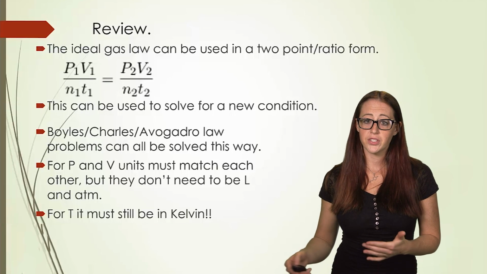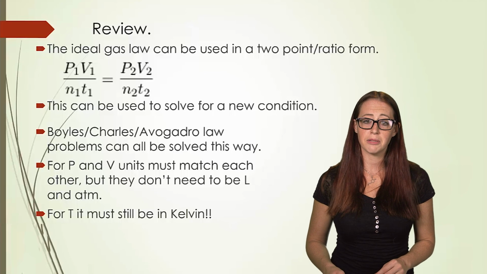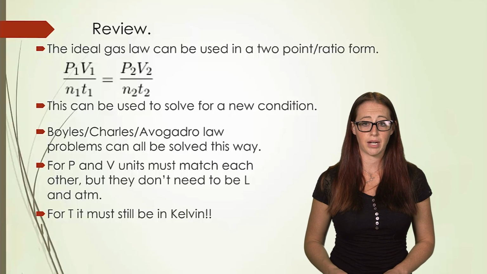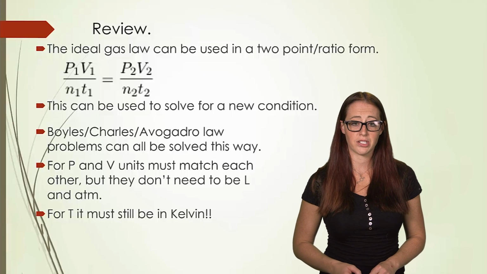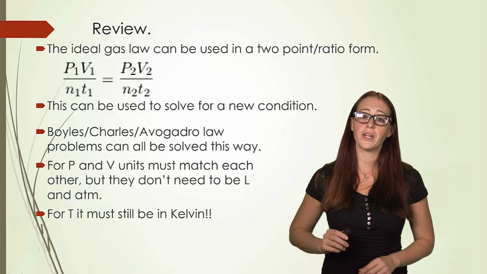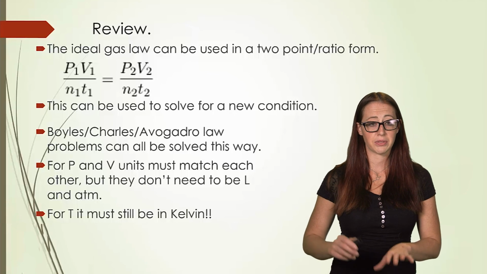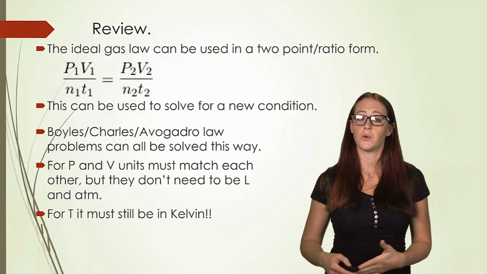In review, the 2-point formula of the ideal gas law can be used to solve any of the ideal gas law problems involving changing conditions. Because it is a ratio, we can use any units for pressure and volume, but you must always use Kelvin for your units of temperature, regardless of whether you're using the 2-point or the 1-point version.